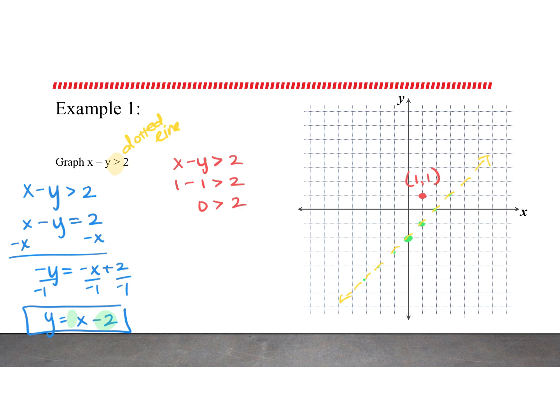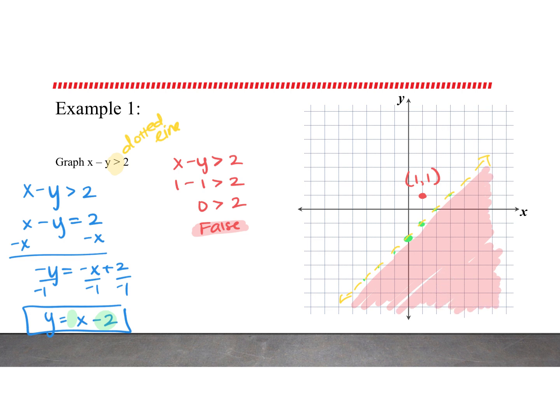Is 0 greater than 2? Is 0 bigger than 2? It is not. So this is false, which means because this is a false statement, I'm going to shade the other side of my boundary line. This is where my shading will be.